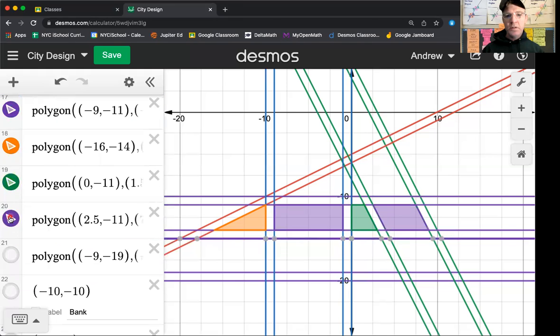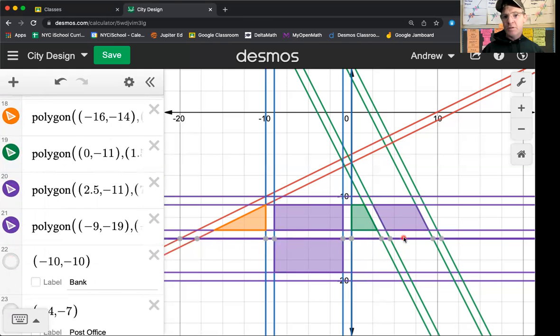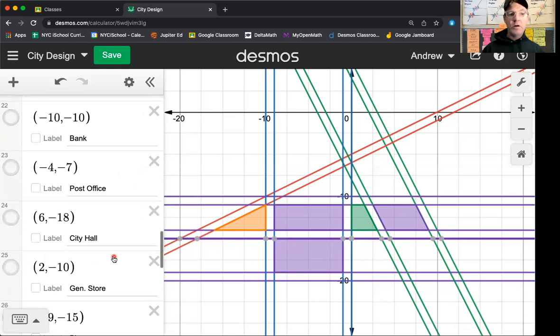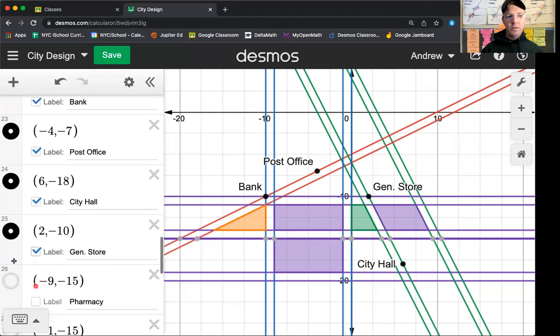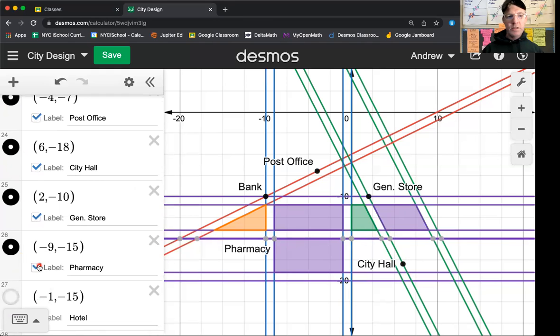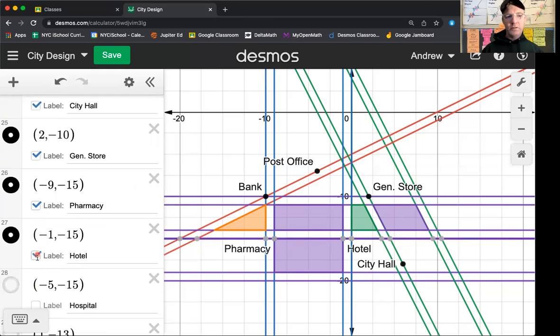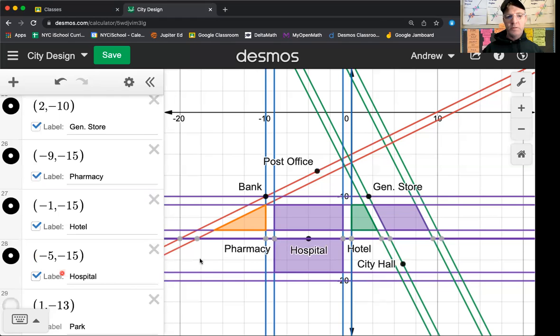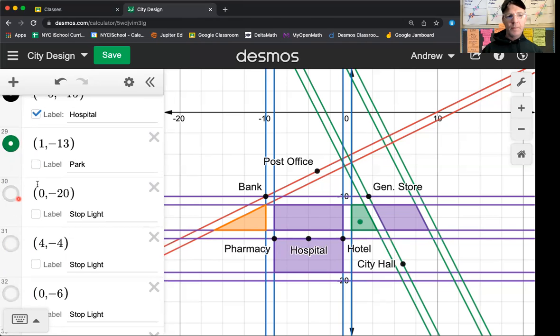Here's another one. Here's a parallelogram. There I have my 3 polygons, one parallelogram with acute angles, one trapezoid, and one right triangle. And then, oh yeah, you can create labels. So here's my bank, here's my post office, here's my city hall, general store, pharmacy, hotel, hospital. So I have everything there. Oh, I can even create my park. There's my park. All my stoplights. And so I have everything now, right?